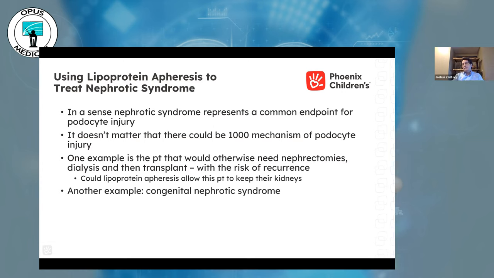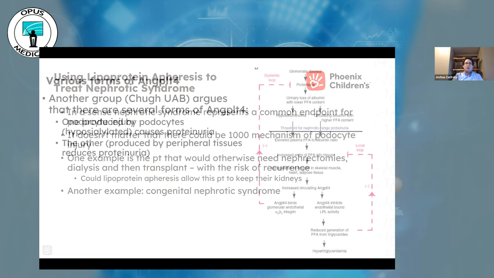And in some sense, you could make the argument, it's not proven yet, that nephrotic syndrome itself represents a common endpoint for podocyte injury. So there could be one of 1,000 ways to damage the podocyte, immunologically, for example. But once you damage the podocyte, there's this irreversible podocyte injury. And then, in theory, the only way you could help the patient is by going in and artificially lowering free fatty acids. So what evidence do I have?